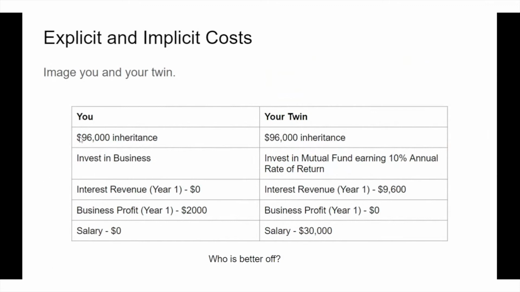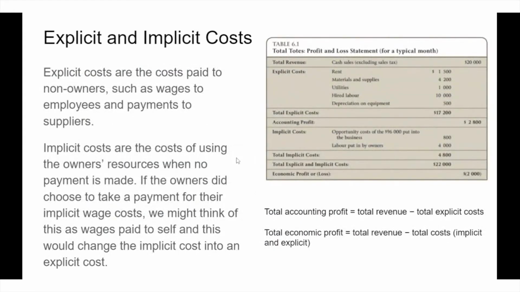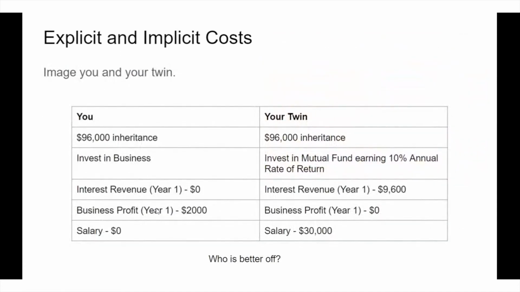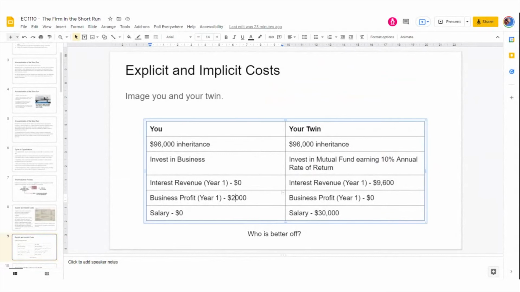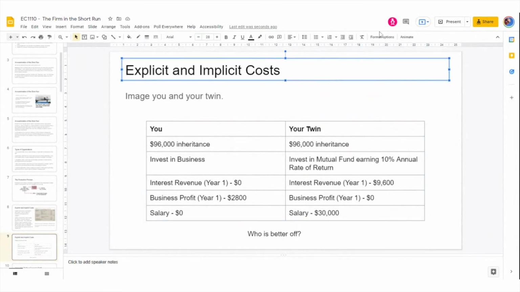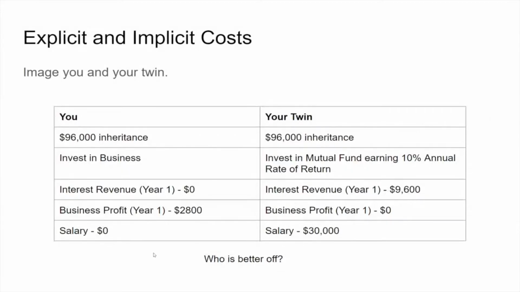Now, you put all of that money into the business. Did you receive any interest revenue on it? No, because you had it tied up in the business. So no interest revenue. Your business profit for the year is showing up. Oh, I wrote 2,000. My mistake. 2,800. So your business profit is $2,800 by the account that is laid out there. So $2,800. And really, you didn't earn a salary from the business at all.